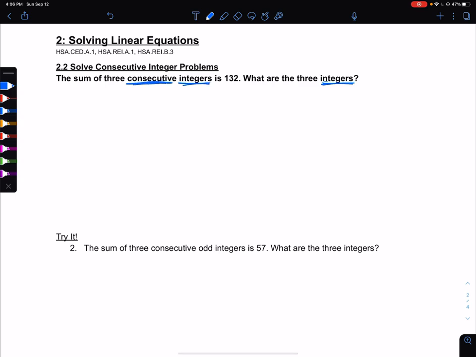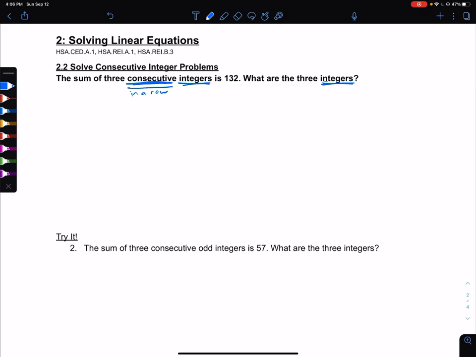Consecutive is our key term here. That means they're in a row. So you would have like 2, 3, 4, or 35, 36, 37. They could be positive, could be negative because they're integers, but we have to figure out what they are. So we need to come up with some type of variable and a way to create an equation that shows these consecutive integers in terms of something like x. Since we're only going to create one equation, we only want one variable.